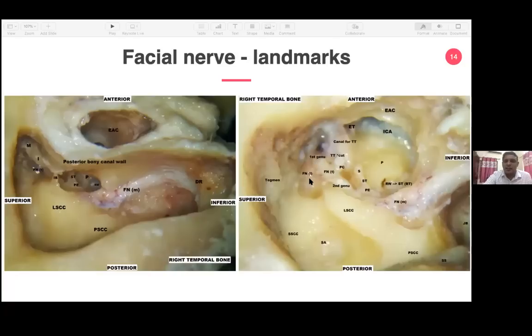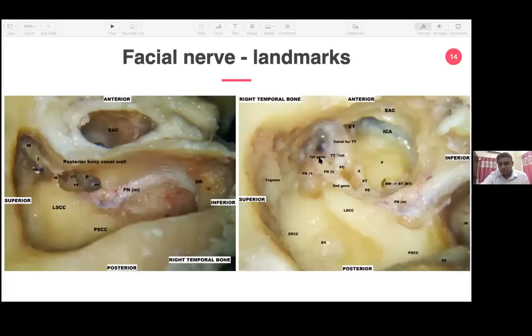And it takes a 70-degree turn here, and this is the labyrinthine segment of the facial nerve. Once again, this labyrinthine segment lies posterolateral to the posterior half of the cochlea. That is one more landmark. Now, if you are able to see a faint line here, this is nothing but Jacobson's nerve which runs over the promontory. So the facial nerve tympanic segment always lies posterior to the Jacobson's nerve demarcation here.